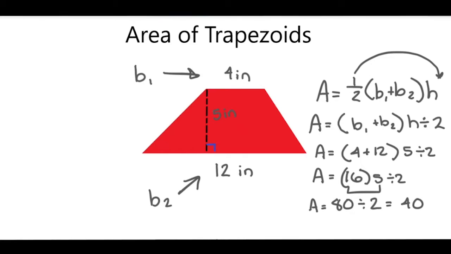And we're dealing with inches, and since it's an area, we'll call it inches squared. So the area of this trapezoid is 40 inches squared.